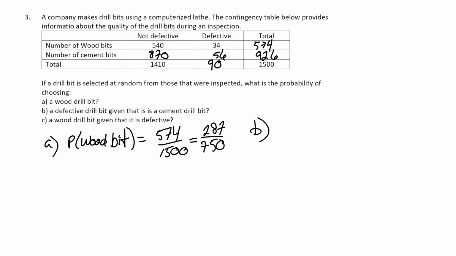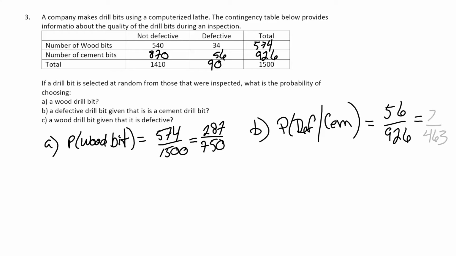Part B says, what's the probability of finding a defective drill bit given that it's a cement drill bit? So we want the probability that it's defective given that it's a cement. So we're given that it's a cement drill bit, so we automatically know we're just looking at the numbers from this one line. So we can put the 926 as the denominator, and then the number of defective bits on that line is 56, which can also be reduced down further to 28 over 463.